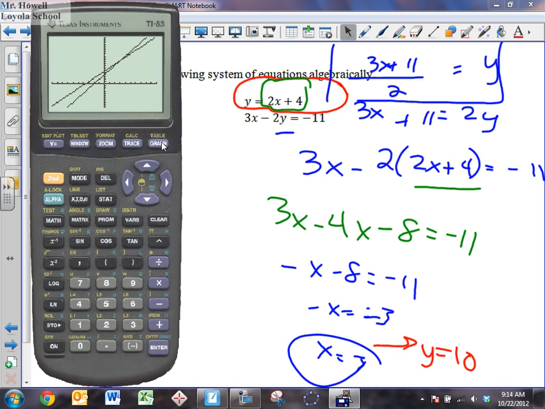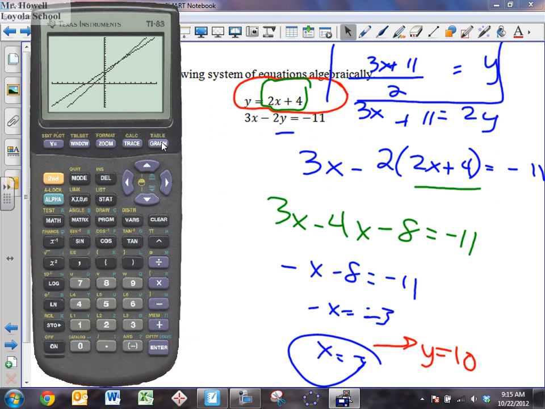Now, I want to find the intersection, and it's not very clear. Would you all agree with me? Now, I can use the trace key and try to estimate it, but that's not a really good technique, estimating, right? We want an exact value. Anybody tell me how I can get this intersection here? Is it new to us to use this?